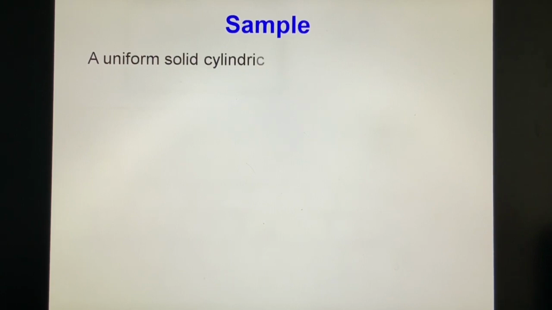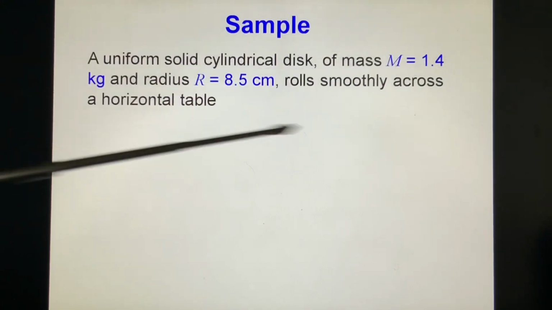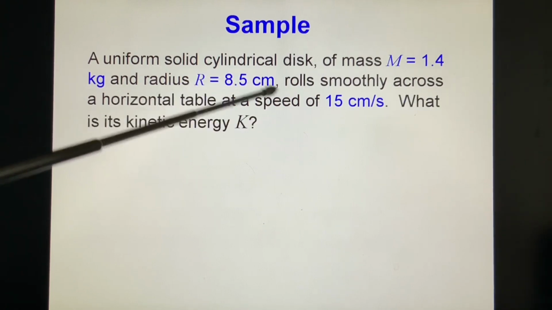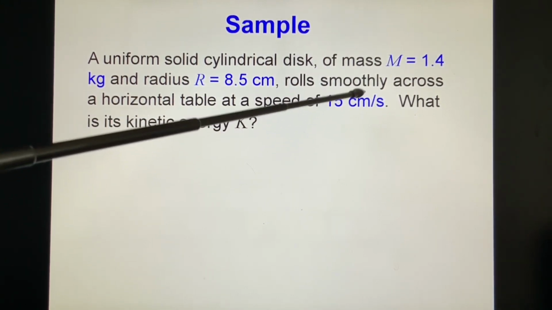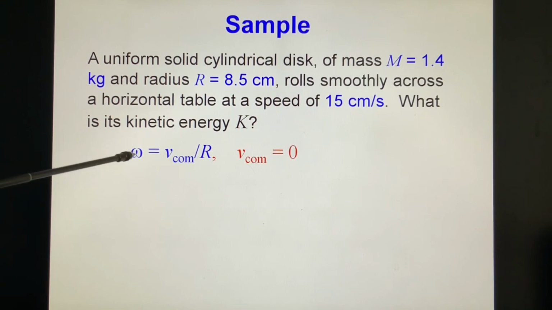Example: a uniform solid cylinder, a disk of mass m 1.4 kilograms and radius r 8.5 centimeters, rolls smoothly across a horizontal table at a speed of 15 centimeters per second. What is its kinetic energy K? That's very simple. It's rolling, so you have two parts. The angular velocity omega equals v_com over r.